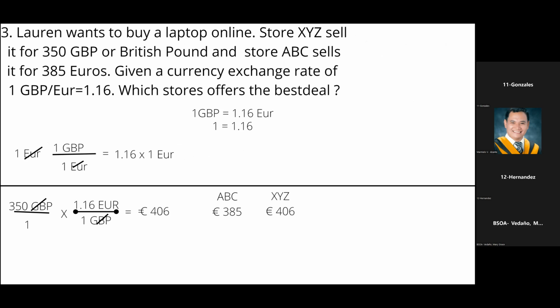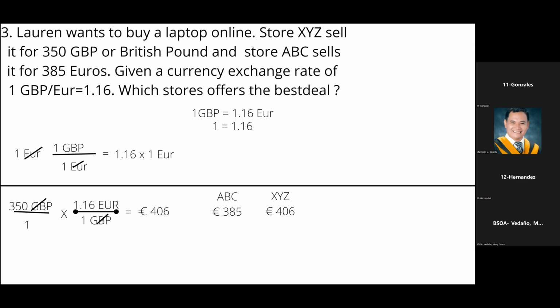Example number 3. Lawrence wants to buy a laptop online. Store XYZ sells it for 350 GBP. GBP is a British pound. And store ABC sells it for 385 euros. Given a currency exchange rate of 1 GBP to euro equal to 1.16, which store offers the best deal?